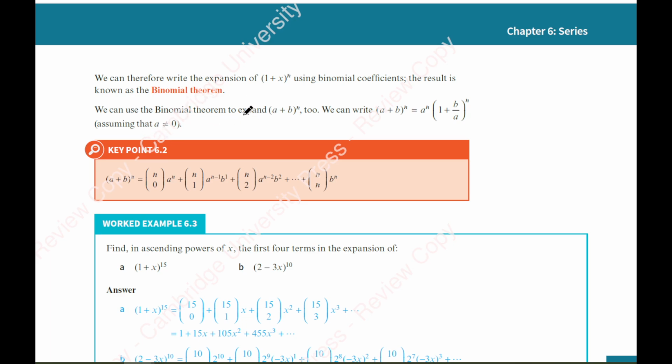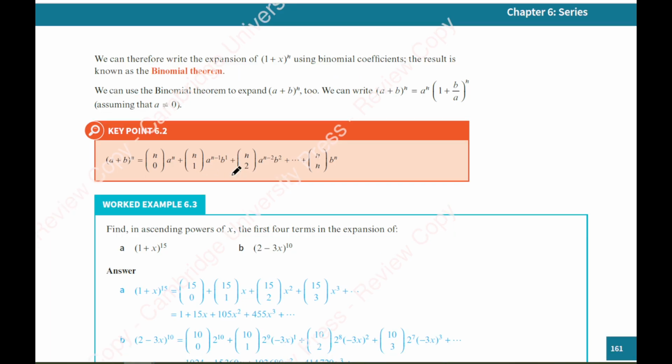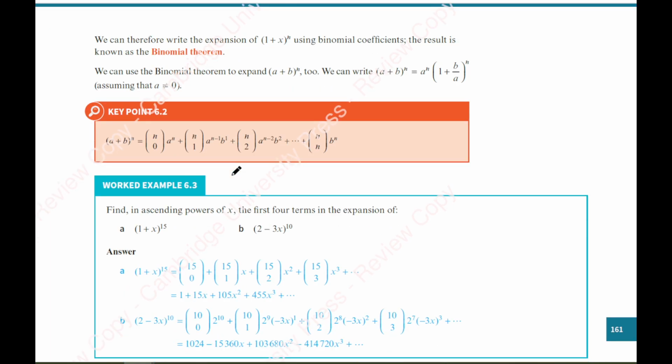And we can use this theorem for any kind of things. Like you see, if you have a plus b, you can take a to the power of n out, and here you have 1 plus b over a, to the power of n, and assume that a is not 0 here. What is interesting is that if you have a plus b, you can always create the following. You can get that these are the coefficients: this, and this, and that. And you can find them easily.